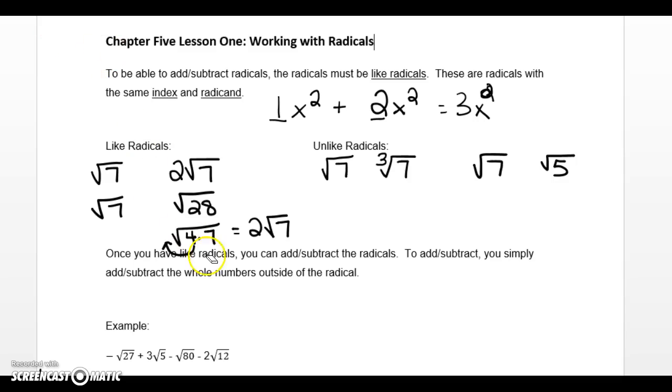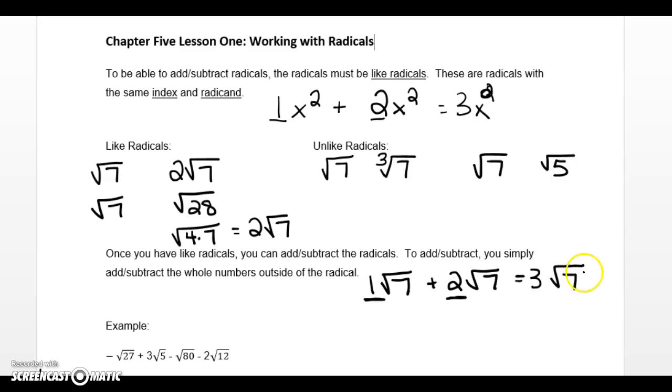Suppose now we have some like radicals. Then what we have to do is add and subtract the radicals. To do that, you simply add the numbers that are outside of the radical. Say, for example, we had the square root of 7 plus 2 times the square root of 7. You add the numbers outside of your square root symbol. If there's nothing there, you can assume it's a 1. So 1 plus 2 is equal to 3, and your radical symbol and the 7 stay the same.